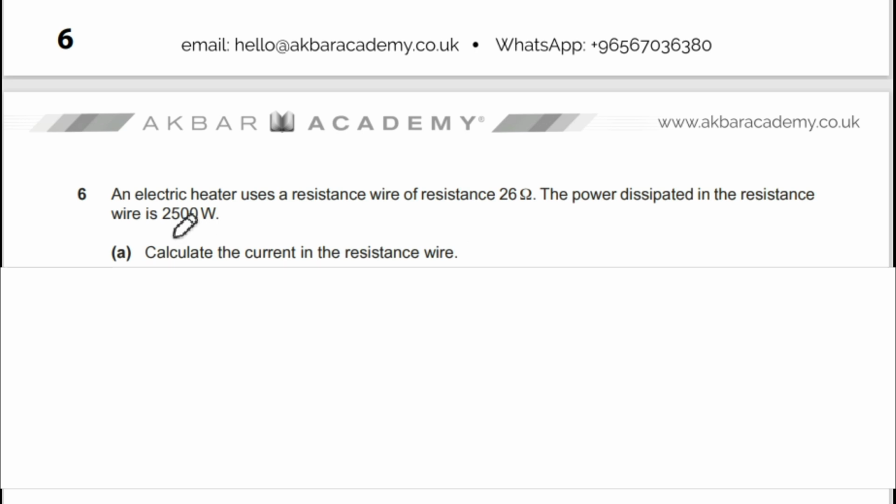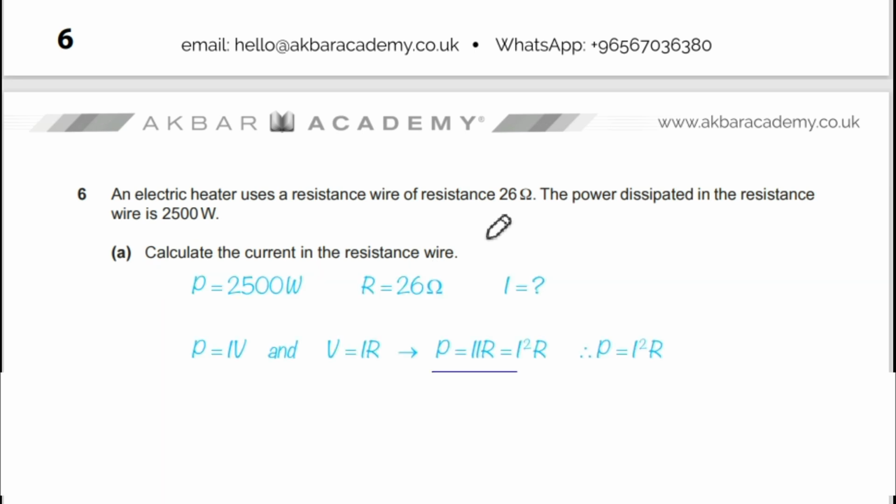We are given power dissipated in the wire equals 2,500 watts. Resistance of the wire equals 26 ohms. We need to calculate the current I. Using the power formula, power equals current squared multiplied by resistance. This formula is derived from Ohm's law and the basic power equation in electrical circuits.